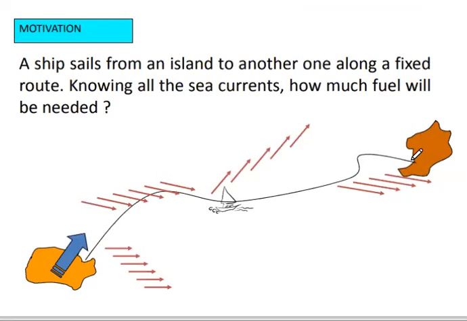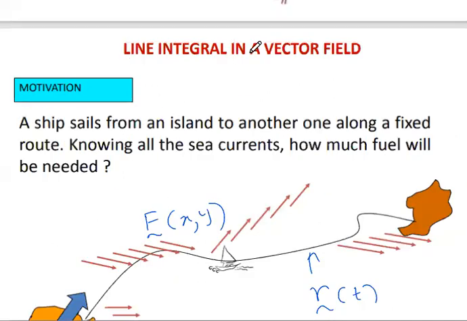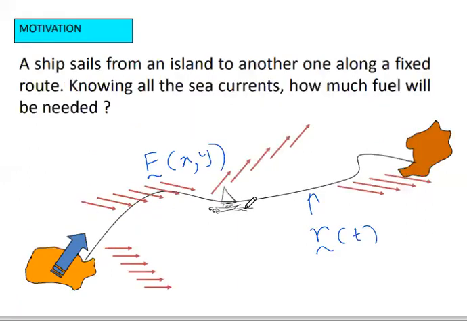Here we have two islands. This sea current is known, so that means you know the field. Let's say this is the vector field of the sea current. It is known. Let's say this is two dimensional. You also know the equation of this path, say R, in terms of the parameter t. Then find the line integral of F when you travel from this island to that island over this path.